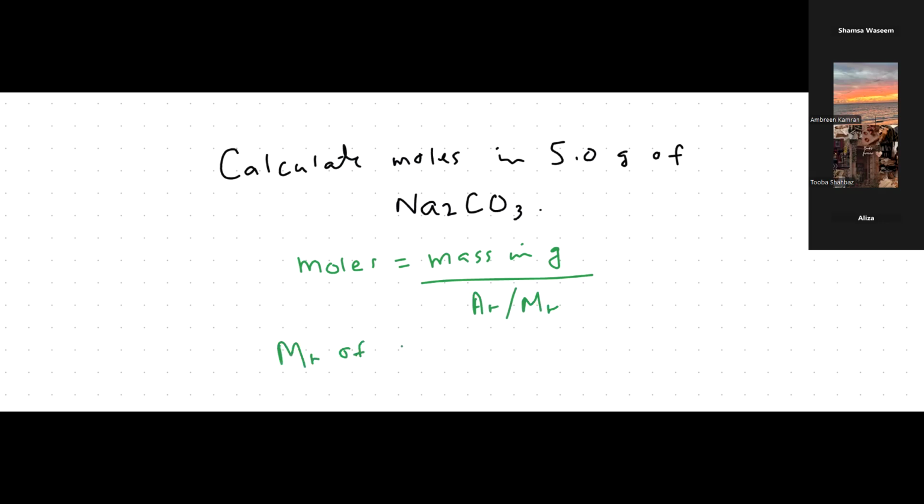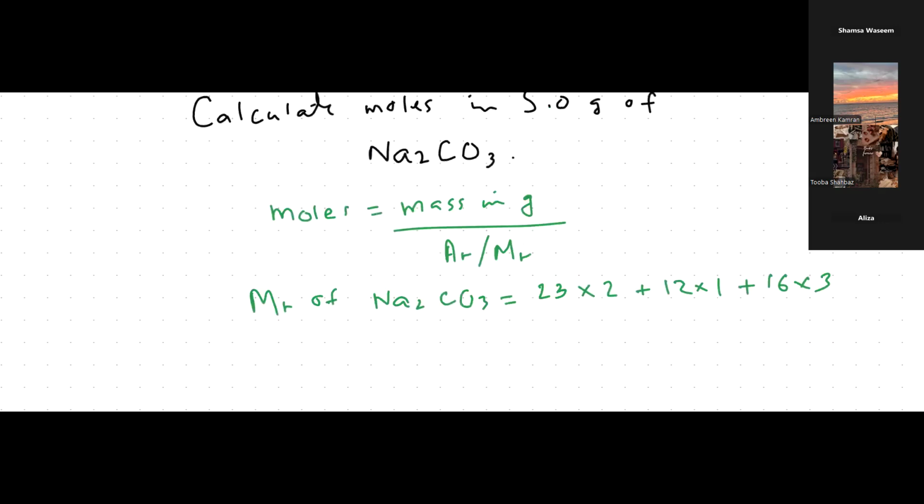So MR of sodium carbonate will be equivalent to 23, the AR, multiplied by the number of atoms, 2, plus 12, AR of carbon, into 1, plus 16, and there are 3 atoms of oxygen, so multiplied by 3, right? So we will get 106 as the MR of sodium carbonate. Now do let me know, is it clear till here, girls?